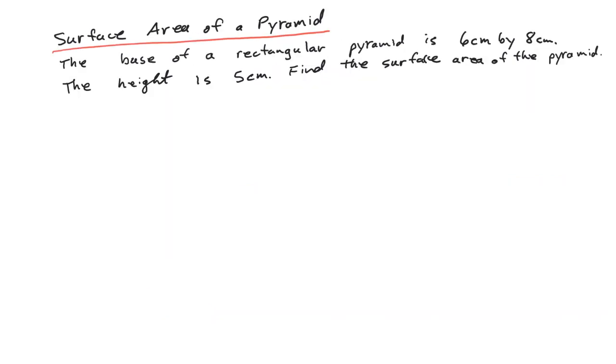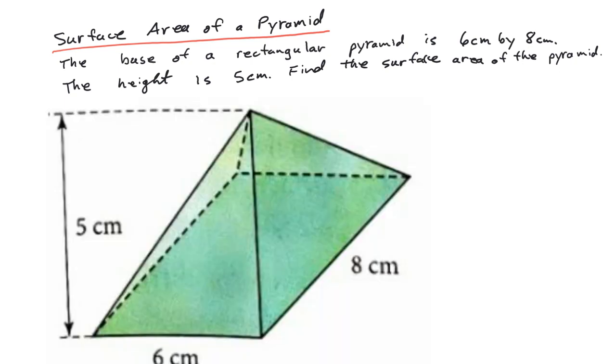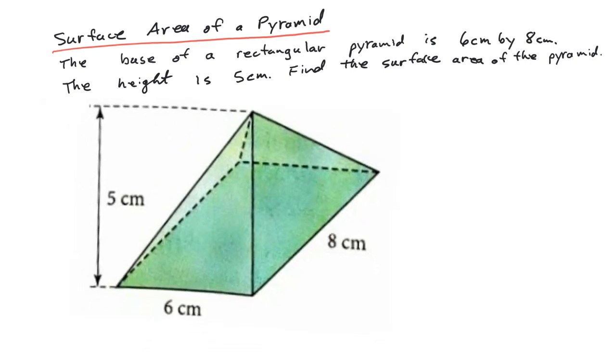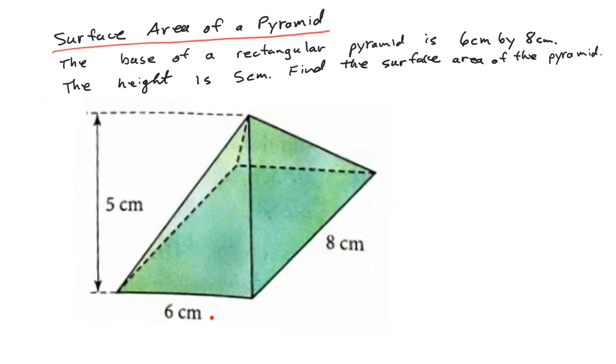All right. So the next problem that we have is given by this nice word problem. It says the base of a rectangular pyramid is 6 centimeters by 8 centimeters. The height is 5 centimeters. I need you to find the surface area of the pyramid. So this is essentially what we have for our basic pyramid. We have its base here and here being 8 and 6, and then its height being along here.